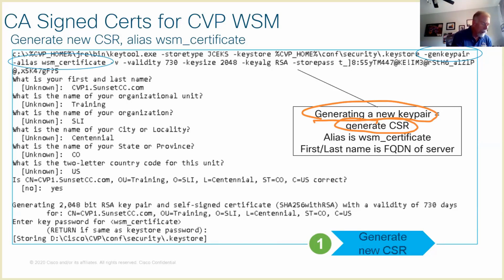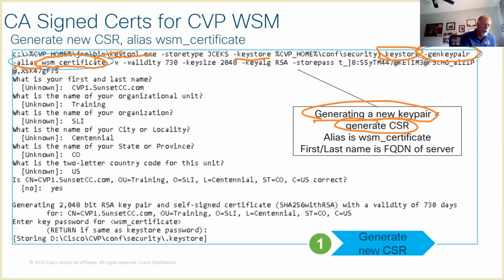So again, using the keytool command against my key store, the .keystore file, and I'm using now the genkeypair switch to generate a key pair for this alias I'm declaring right here of WSM_certificate. Make sure you get that name correct. Make sure you don't misspell that name. It's got to be that specific alias is what it's looking for.